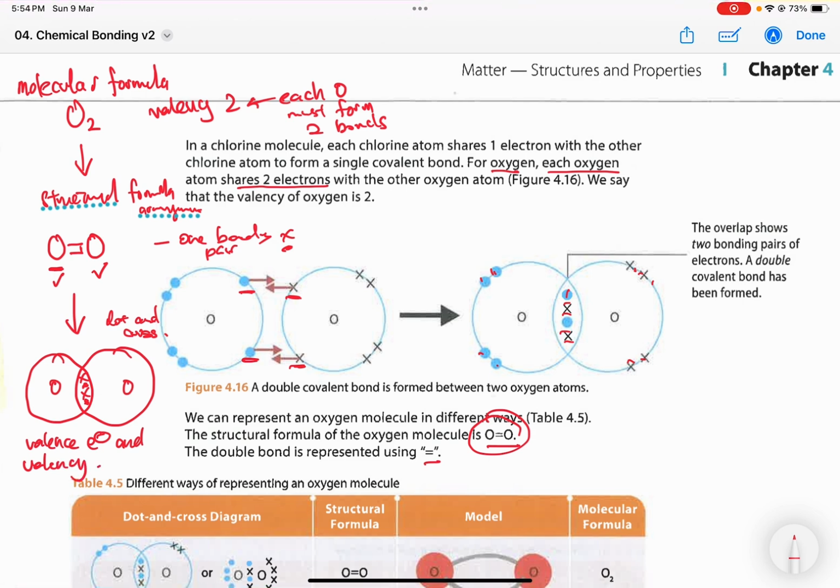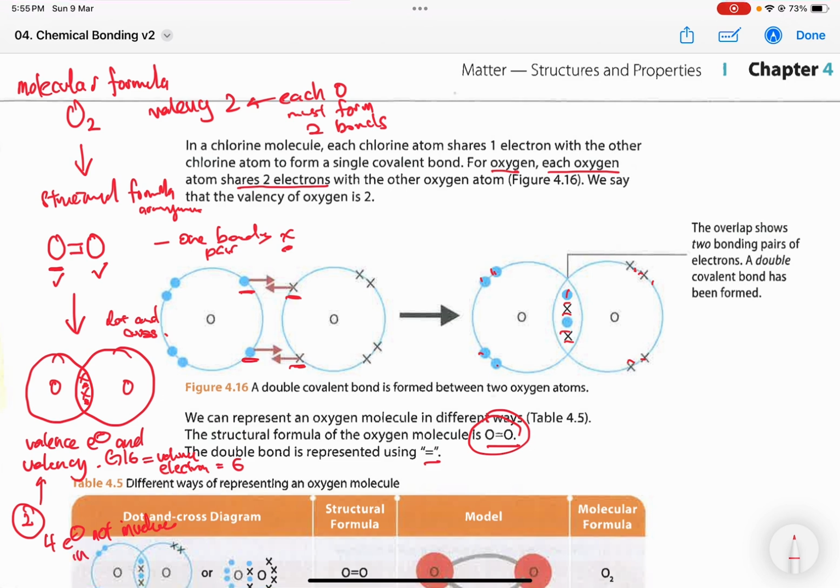So oxygen is in group 16. So I know that the valence electron is 6. The valency of it is 2. So out of the 6 valence electrons, 2 electrons are involved in bonding. Valency 2 means 2 electrons are involved in bonding. So 6 valence electrons, 2 involved in bonding. How many are not involved in bonding? It will be 6 minus 2. So I have 4 electrons not involved in bonding.